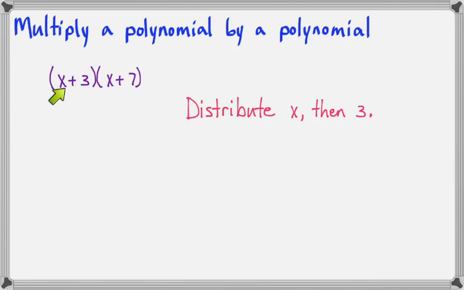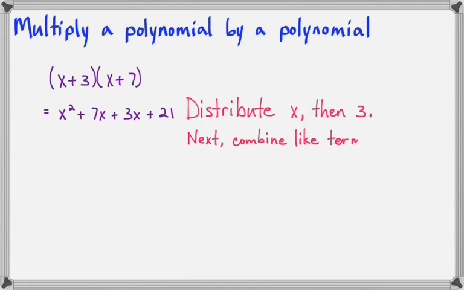So here we go. X distributing to x plus 7, x times x is x squared. Then x times 7 is 7x, and we are finished with this x. Now we'll multiply the 3. 3 times x is 3x, and 3 times 7 is 21. Now, if you look at our two middle terms, they are like terms. 7x plus 3x will make 10x. So we will have x squared plus 10x plus 21.